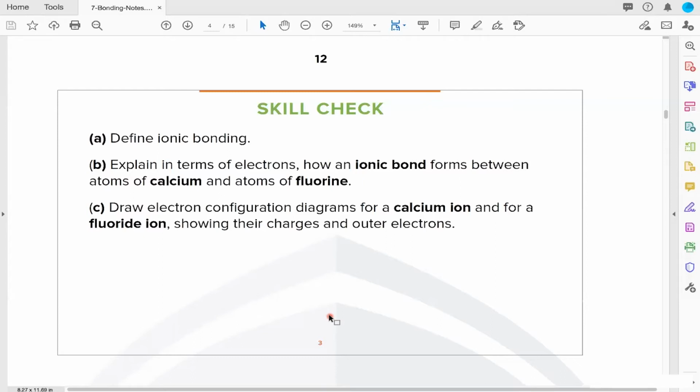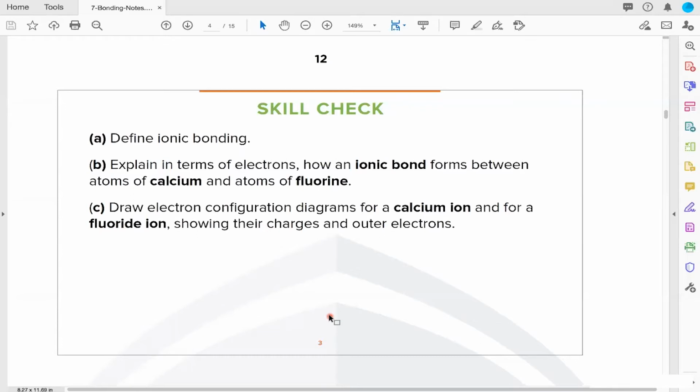So you see, you have talked about forces, you have talked about particles, you have talked about structure. You can also write the history of that thing. Like you can say that ionic bonding is the bond formed by a transfer of electron. That's also fine. Okay, second one. How is an ionic bond formed between atoms of calcium and fluorine?